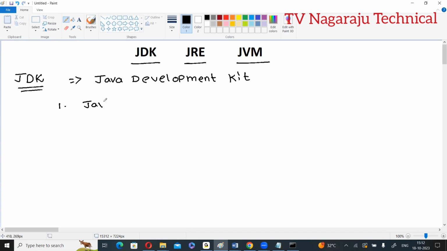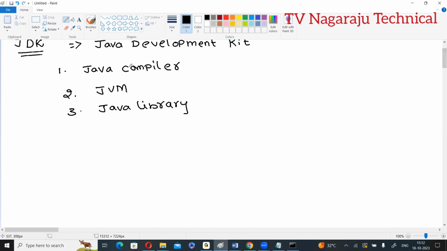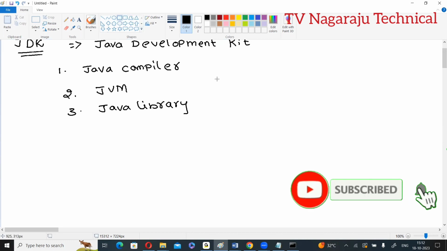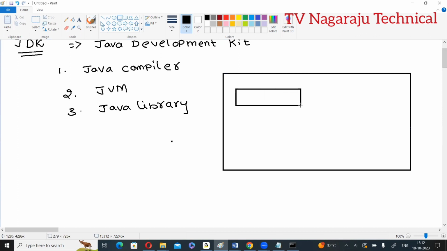This JDK mainly consists of the following: one is the Java compiler, another one is JVM, another one is the Java library. Simply, JDK is the Java software which is used for running your Java programs. Internally, the JDK consists of three components. Assume this is the diagram of JDK.